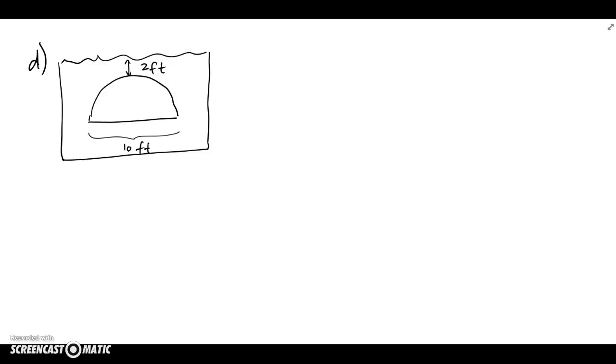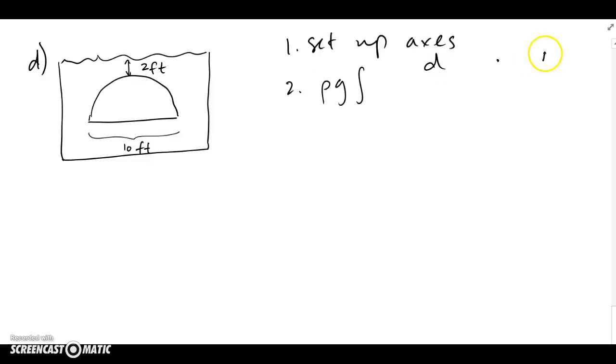Okay, same directions here. Find the hydrostatic force acting on this vertical plate. This shape looks like it's a semicircle. First thing, again, we're going to set up our axes. And then we're going to figure out our rho g dA business.